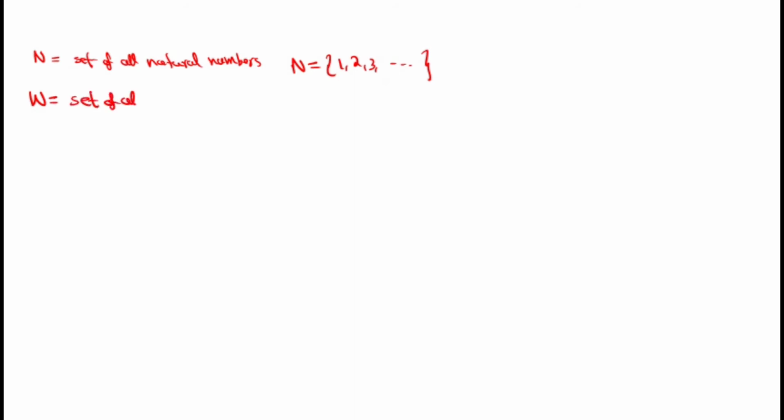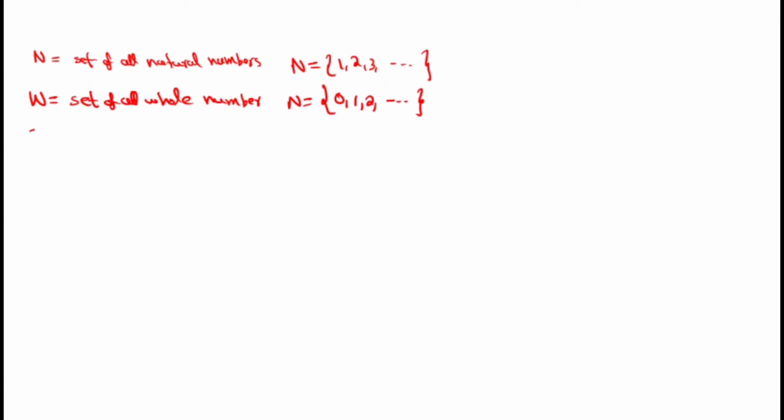First example is natural numbers, N. We read it as the set of all natural numbers. If you want to write it in roster form, you can write N is equal to 1, 2, 3, dash, dash, dash, up to infinity. Second one is the well-defined collection, that is whole numbers. We read it as the set of all whole numbers. In roster form, W is equal to 0, 1, 2, 3, up to infinity.